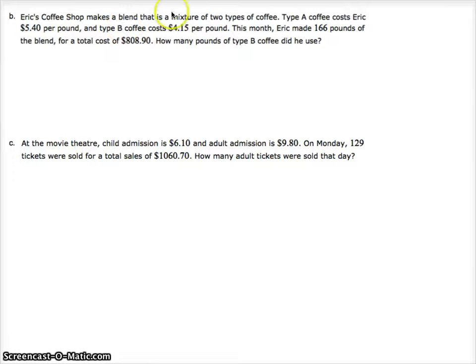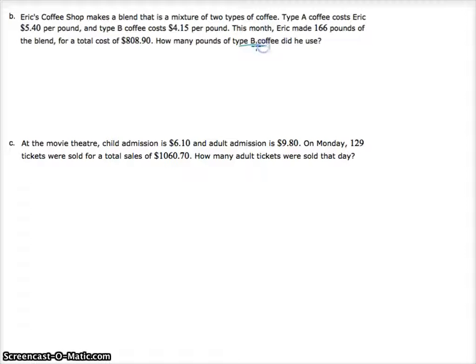Eric's Coffee Shop makes a blend that is a mixture of two types of coffees. Type A costs Eric $4.50 per pound. Type B costs Eric $4.15 per pound. This month, Eric made 166 pounds of the blend for a total cost of $808.90. How many pounds of type B did he use?